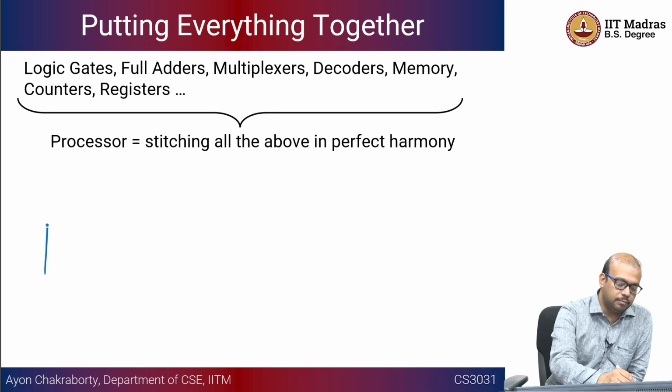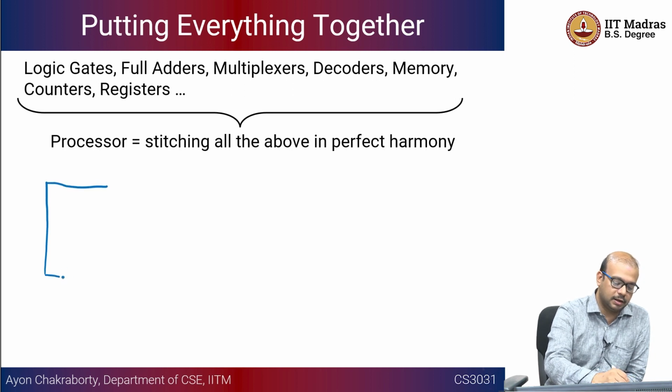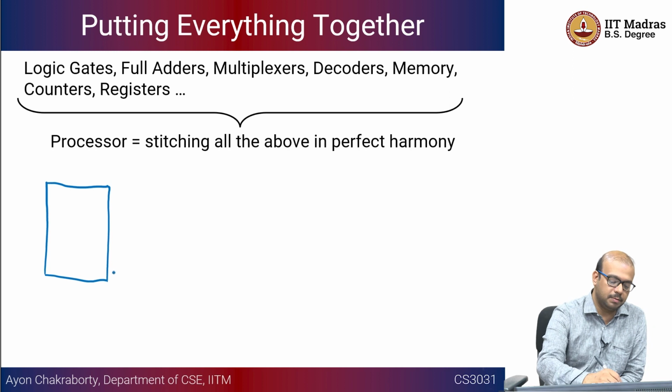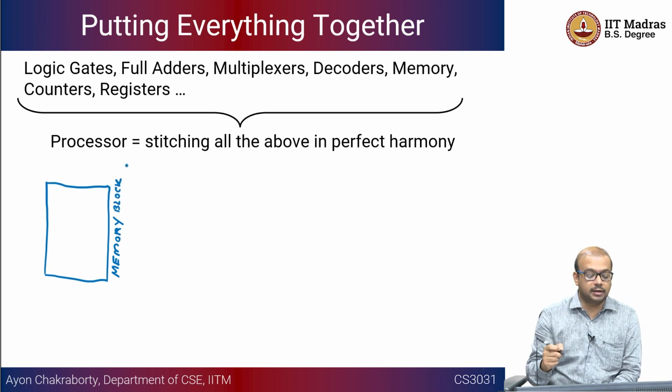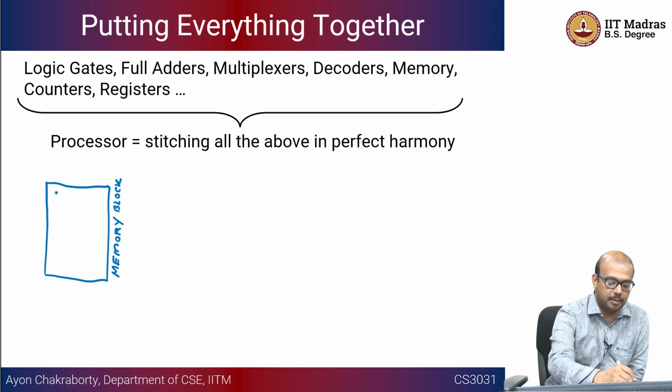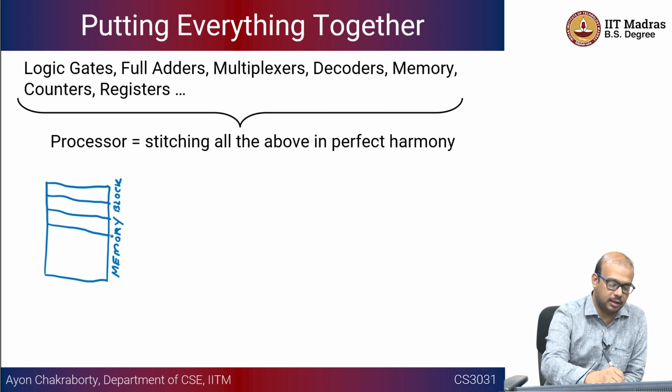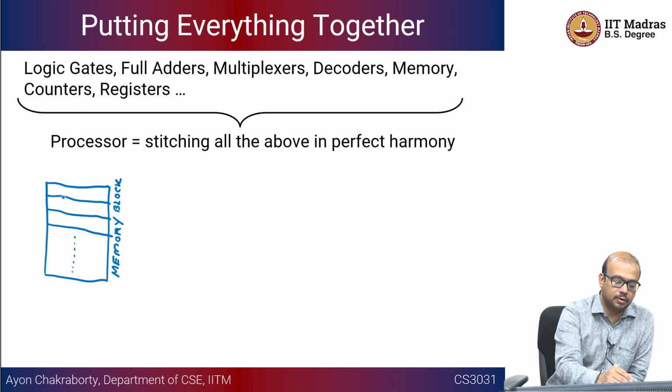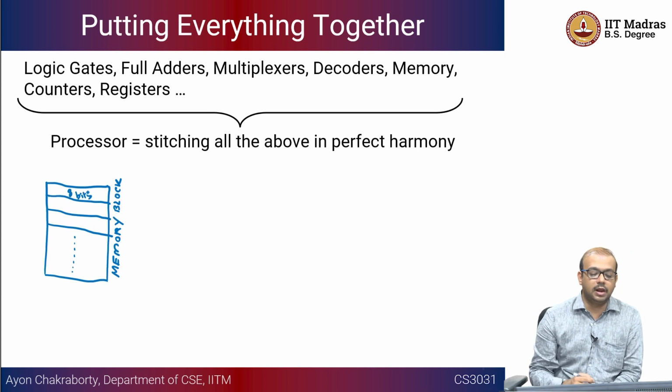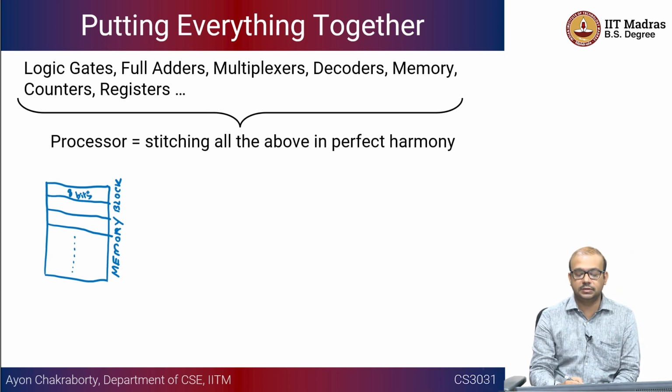We are going to assume that we have this memory block. This is our memory block, and we are going to assume that every row, or the addressability of this memory, is a byte. So, it is going to be a byte addressable memory, where every row is going to have 8 bits, or a byte.